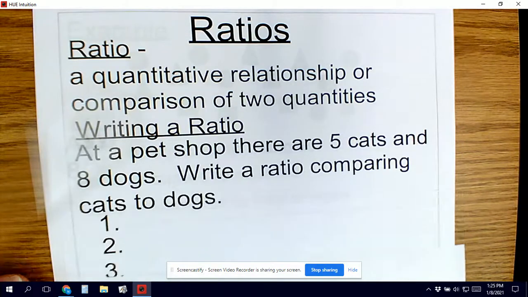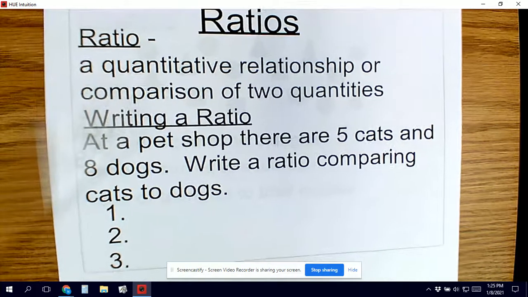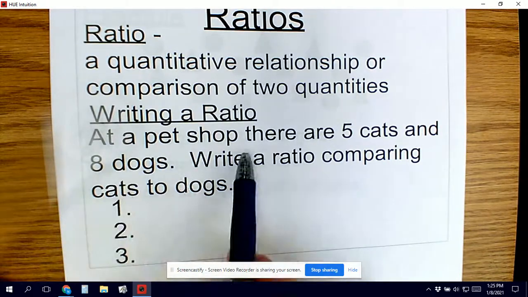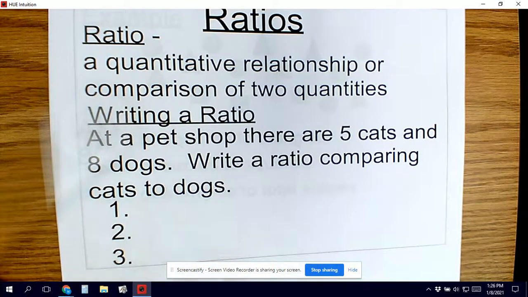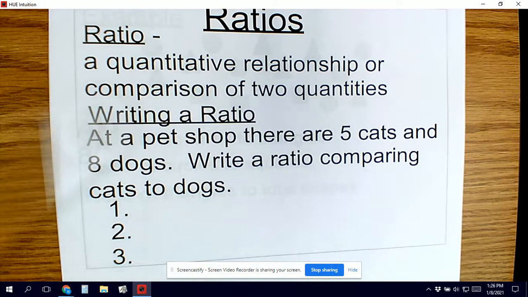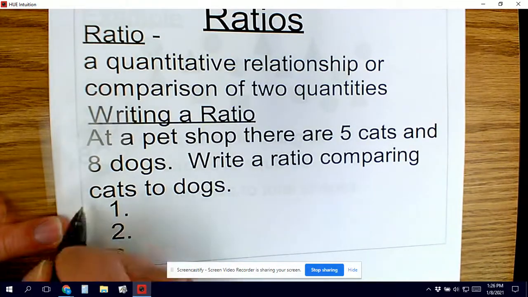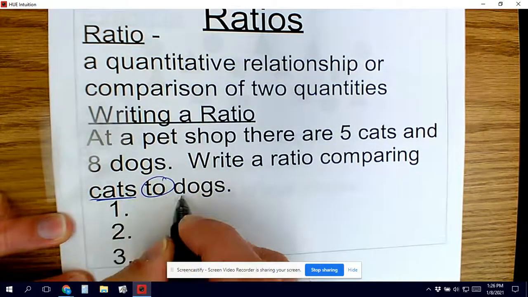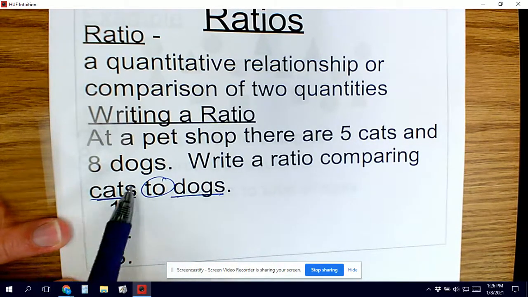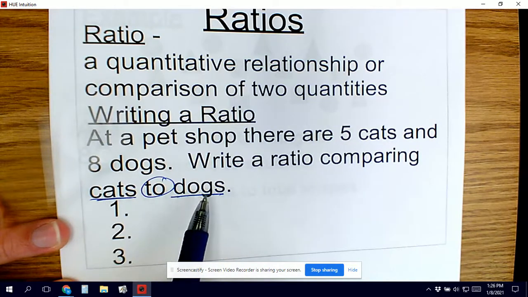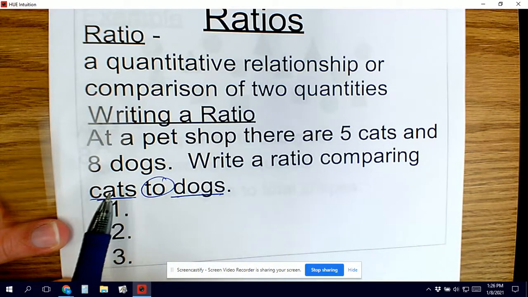We're going to go over those three ways by looking at this example. At a pet shop, there are 5 cats and 8 dogs. Write a ratio comparing cats to dogs. Now, the most important part of writing a ratio, other than the values or numbers in that ratio, is getting the order of the numbers correct. So if you look at this example, we are comparing cats to dogs, which means when we write our ratio, we need to list the number of cats first and the number of dogs second. You can't flip the order or you're going to have an incorrect ratio. So we want cats to dogs.